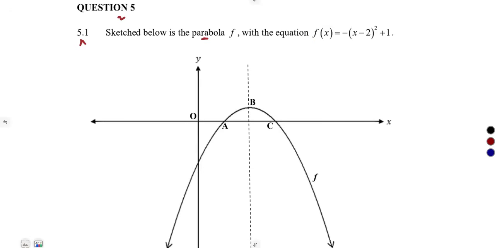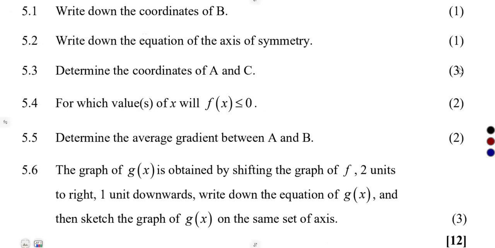we are supposed to know the format on its own to say what type of presentation this is. So this is the turning point form, where we can have our function f of x written in the form a into x minus p squared plus q, where the point (p, q) represents the turning point. So remember the turning point form. This is what we're given, and questions 5.1 up to 5.6 are for 12 marks.